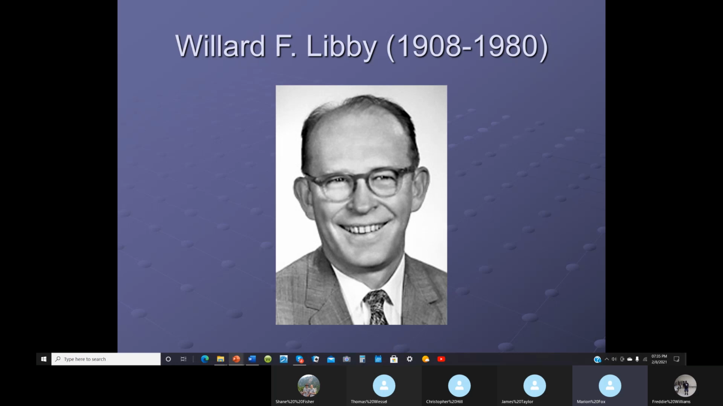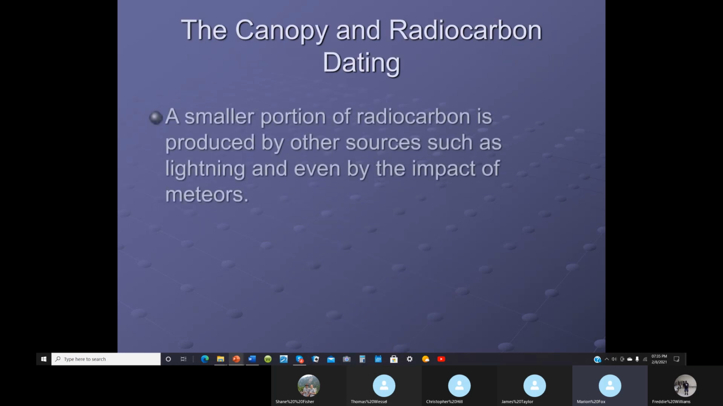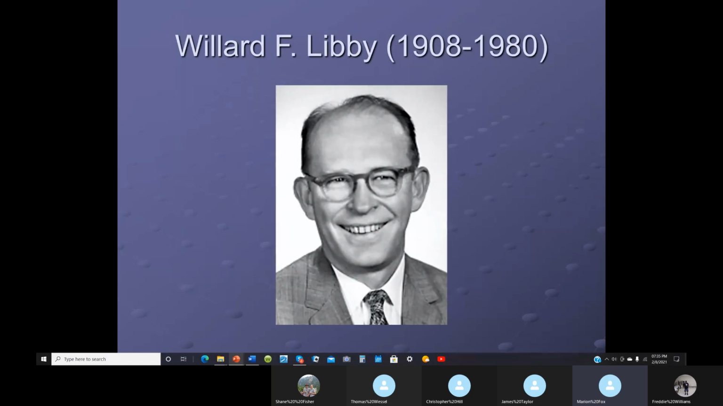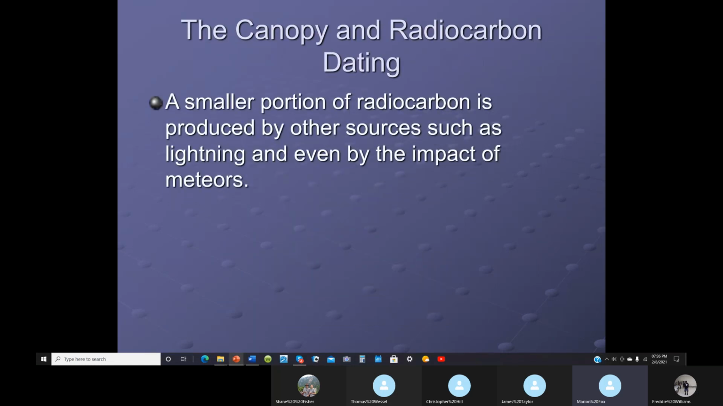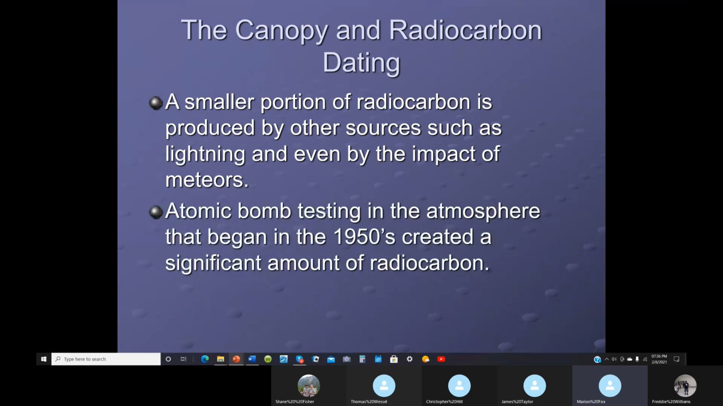Okay. Willard F. Libby came up with radiocarbon dating, and he was born in 1908 and died in 1980. He came up with it in, I think it was 46 or 47, 48, somewhere thereabouts. And he got the Nobel Prize several years later for it. A smaller portion of radiocarbon is produced by other sources, such as lightning and even by the impact of meteors. They discovered that, and I've documented all of that.